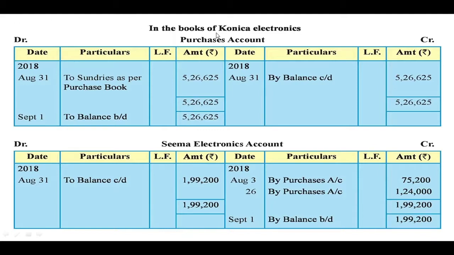So in the books of Konica Electronics, first ledger is the purchase account. As you know that purchase is a nominal account. So as per the rule, debit expenses and losses. So purchase is an expenditure. So purchase account is always debited in the journal entry as per the rule of debit and credit, because it is a nominal account and it is an expenditure.